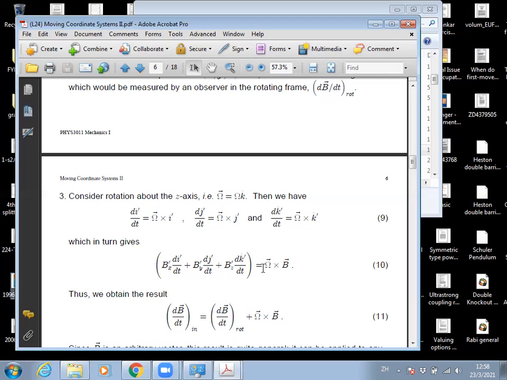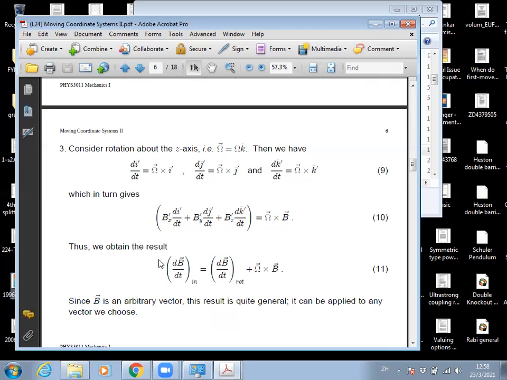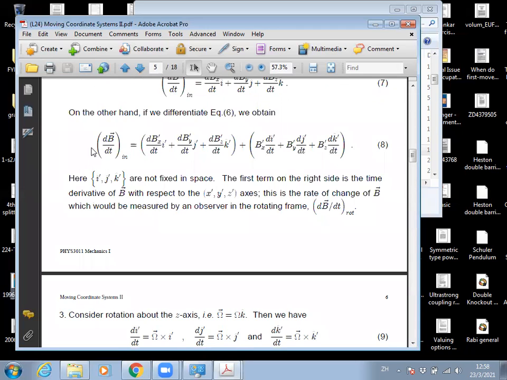So this whole term is equal to omega cross the B vector, because we multiply bx prime to here, by prime to here, bz prime to here, and we get back the B vector. Now, the B vector is the same vector in both the inertial frame and the accelerating frame, so we can have a very compact form for this relation.